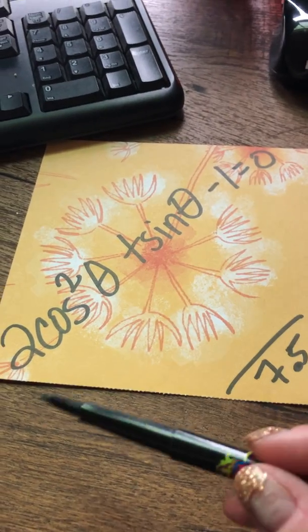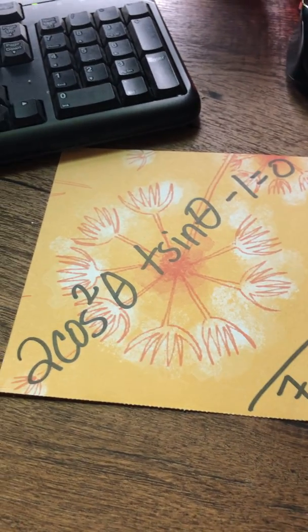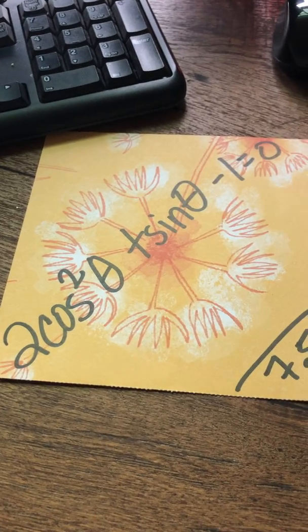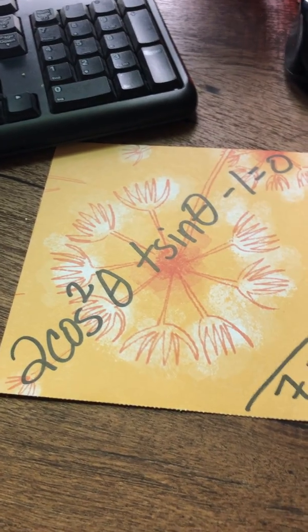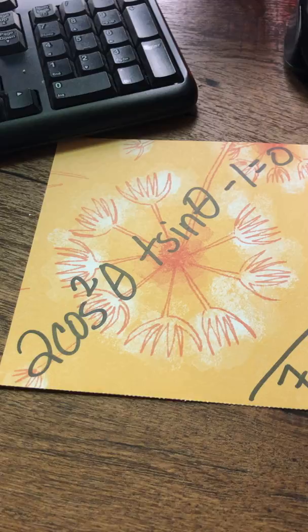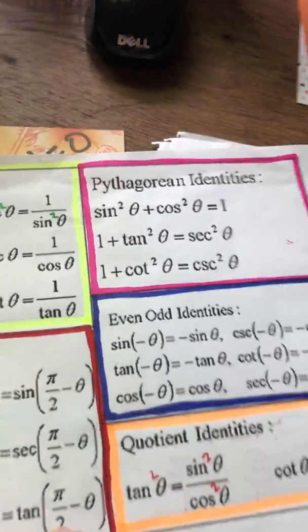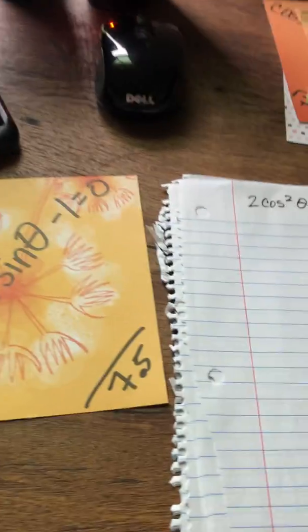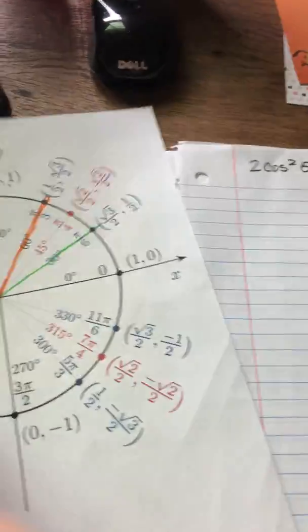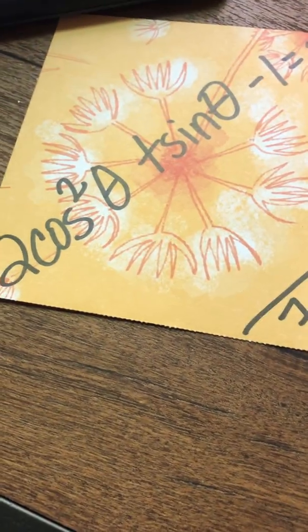All right, we're still in 7.5. Now we're going to have to start maybe using some identities along with our circle. So if I were you, I'd have out your reciprocal, even, odd, quotient, Pythagorean identities, and then I'd also have out your circle. Okay, so let's say we have 2 cosine squared theta plus sine theta minus 1 equals 0.